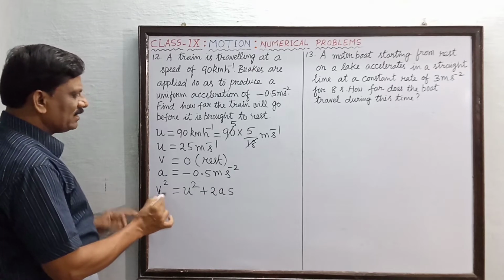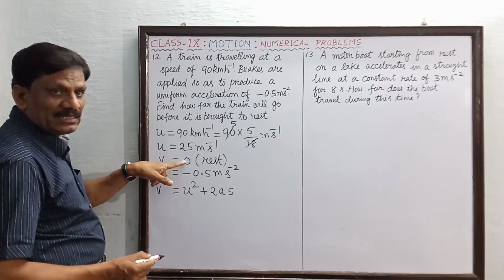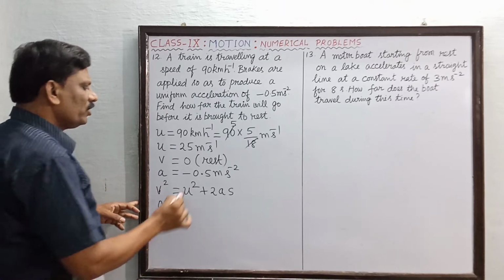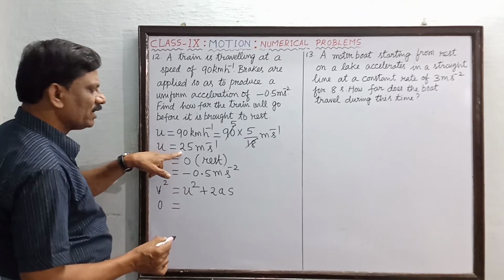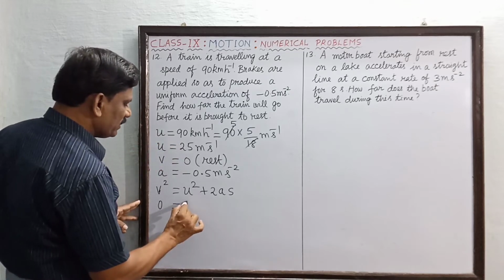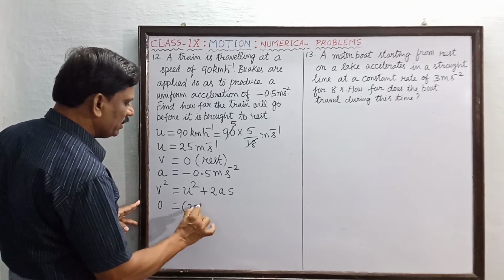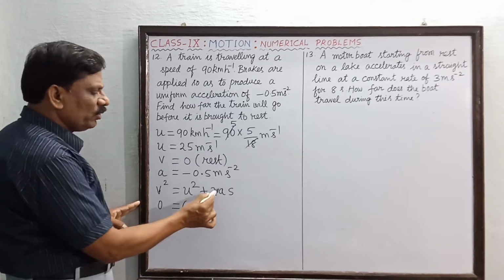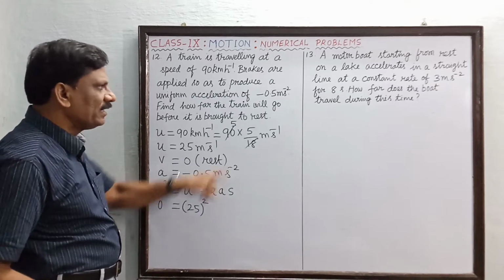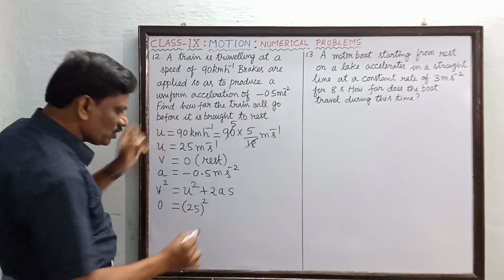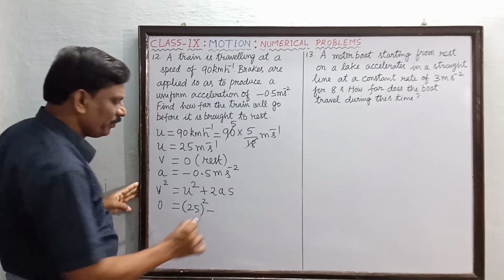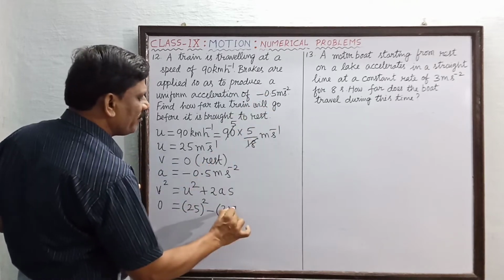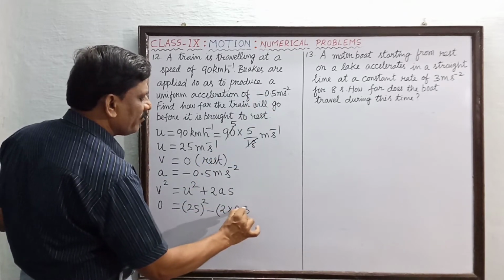Now, final velocity v square is how much? 0. So, 0 is equal to u square. U square is what? 25 square. So, this is 25 into 25. Then, here 2 into a into s. But a is negative, is it not? A is negative. So, here I am using a negative sign, multiplied by 2 into 0.5.